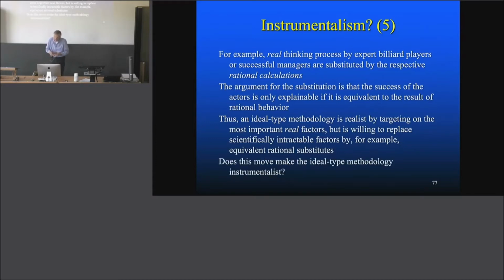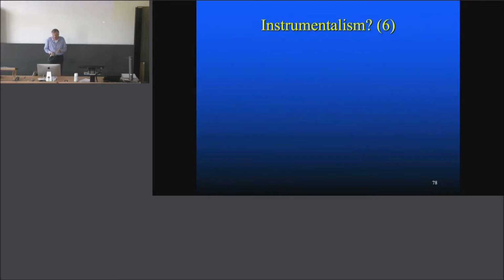And then the question is, I said it has an instrumentalist flavor, and the question is, does this move make the ideal type methodology instrumentalist? Again, this concerns only the second type, about which Friedman only talks in the examples, unfortunately not in the main text, so this is really confusing. But does it make ideal type methodology instrumentalist? And there, comparison with physics is useful, because this whole talk about instrumentalism and realism is much more appropriate for physics than it is for economics.